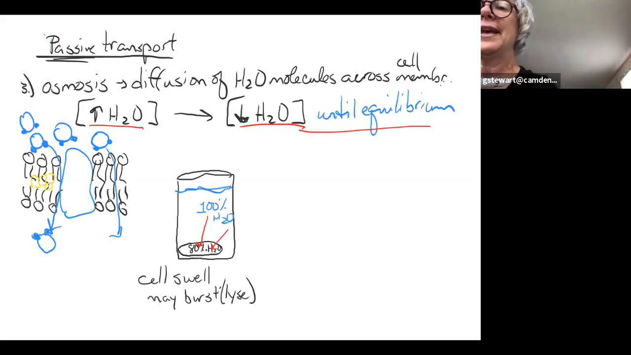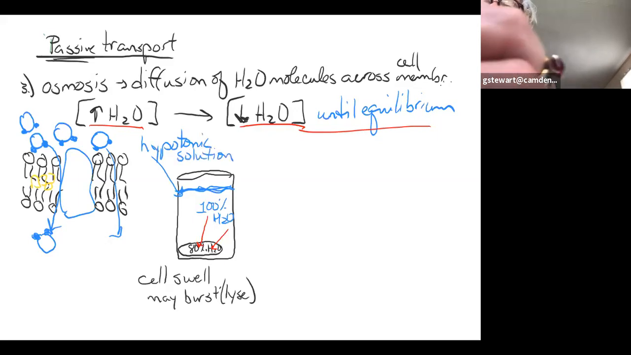This solution has a name based on the pressure that it exerts on the cell. We call this type of osmotic solution a hypotonic solution. And how I remember it is hypo with the O, hypo, more water outside than inside. It's going to cause my cell to swell.